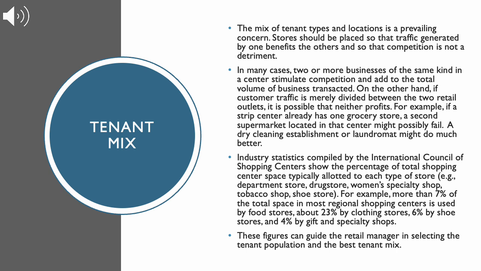Industry statistics compiled by the International Council of Shopping Centers show the percentage of total shopping center space typically allotted to each type of store: department store, drugstore, women's specialty shop, tobacco shop, shoe store. For example, more than 7% of the total space in most regional shopping centers is used by food stores, about 23% by clothing stores, 6% by shoe stores, and 4% by gift and specialty shops. These figures can guide the retail manager in selecting the tenant population and the best tenant mix.